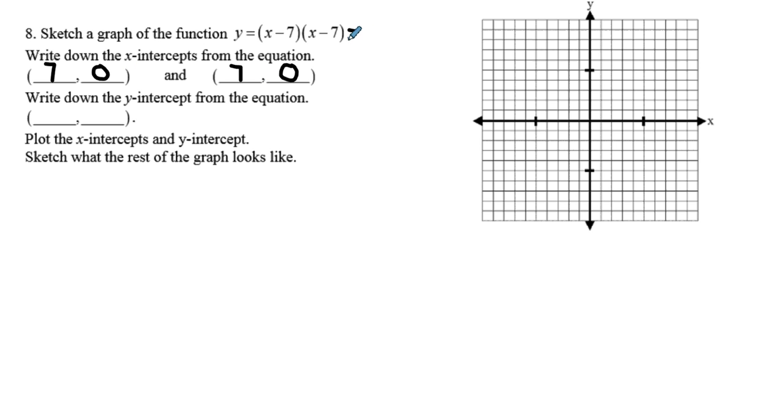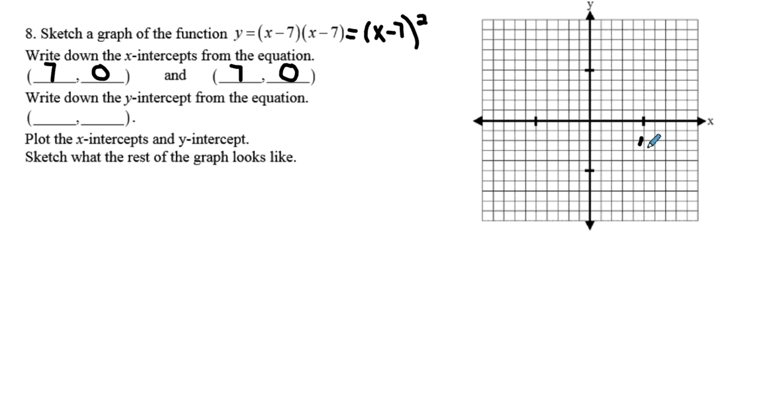This equation could have also been written as x minus 7 squared. And so we could see that since it's the same factor, we'd have the same x-intercepts. Remember, graphically, what does that mean? That means this quadratic function is not going to go through the x-axis. It's going to touch the x-axis at 7, 0.